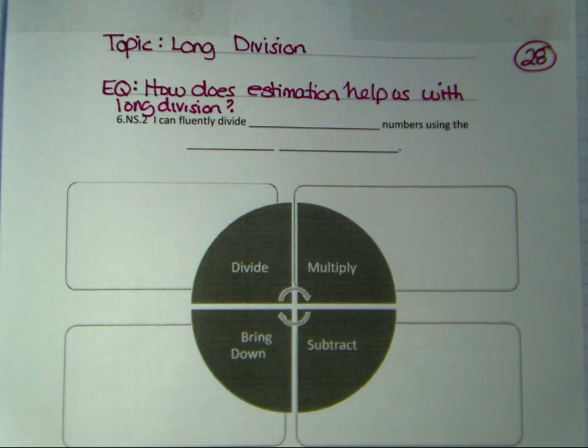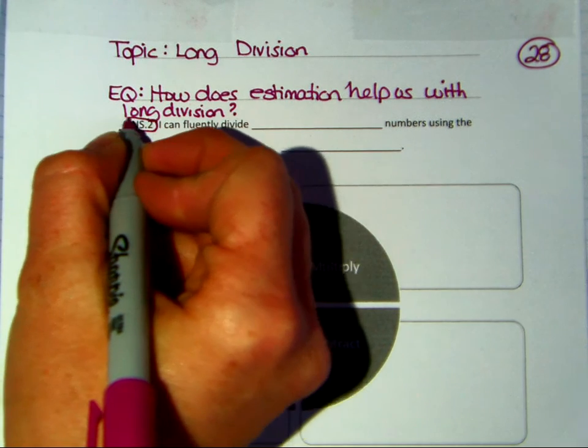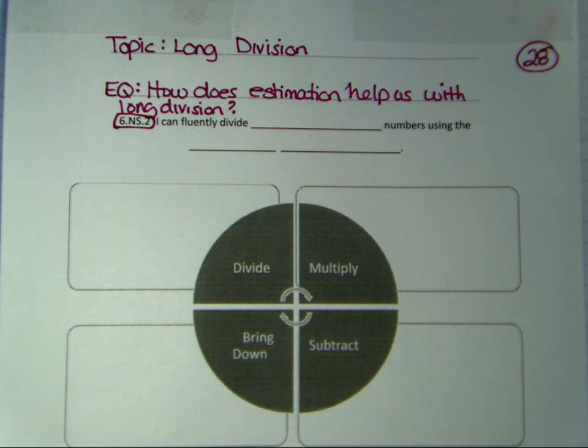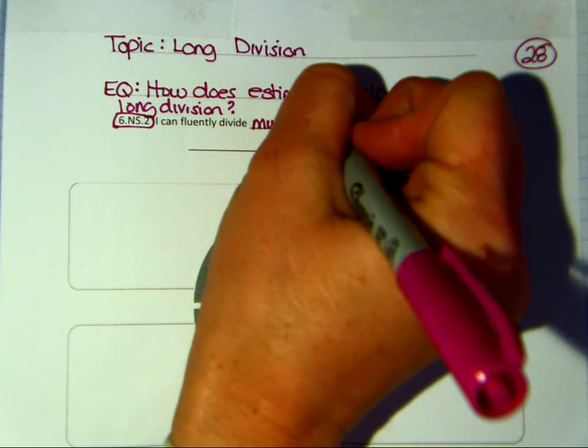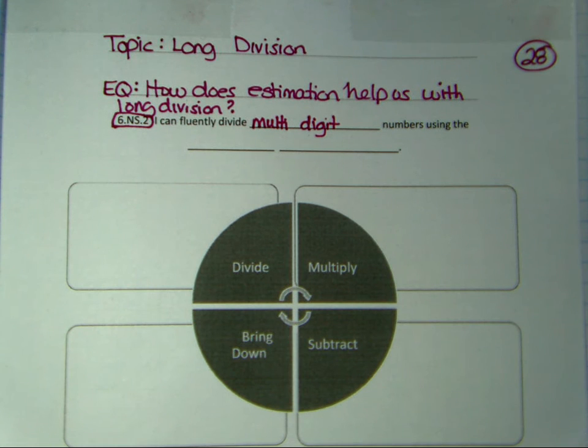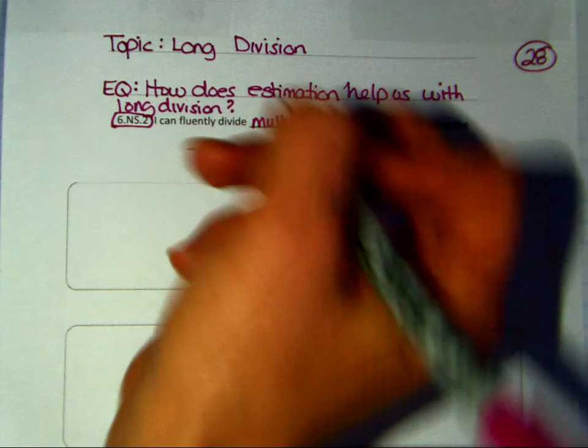The standard that we're going to be addressing today is 6 number systems, number 2. You should be able to fluently, which means with regularity or without any problems, divide multi-digit numbers. Multi-digit numbers are numbers that are greater than 2 digits. So greater than 19, 20, 35. We're looking at numbers like 172, 1,028, bigger multi-digit numbers. So I can fluently divide multi-digit numbers using the standard algorithm.